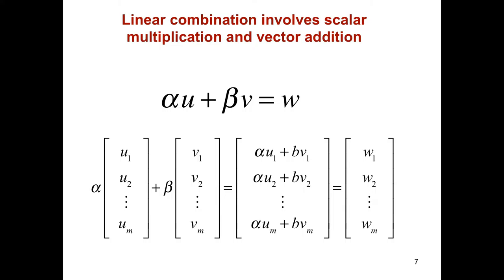And so when I create W in this way, then I say that W is a linear combination of U and V, and it's also linearly dependent on U and V. So if I can get a vector out of some other vectors as a linear combination, then that vector that I get is linearly dependent on them. Otherwise, vectors are linearly independent. Okay.